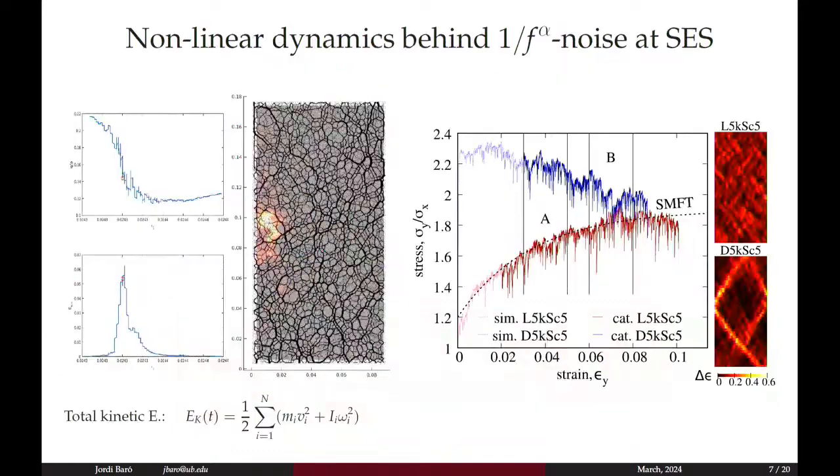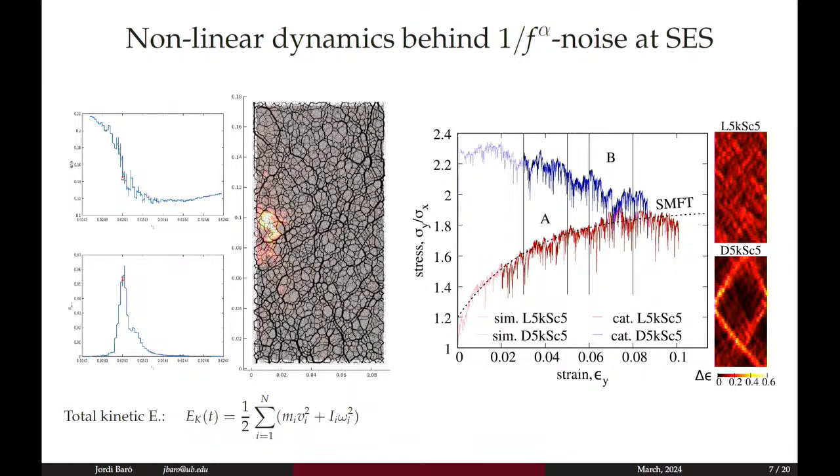Okay, so going back to the data. What we do is perform these simulations much slower. These are discrete element model simulations, and you see that this noise is then more spiky. I mean, you see that this is shorter in time. This is a good trademark of the presence of avalanches.